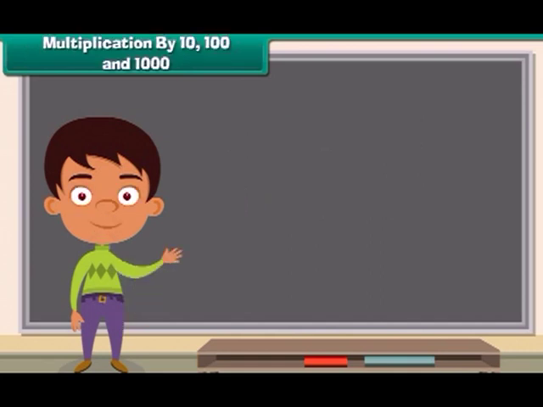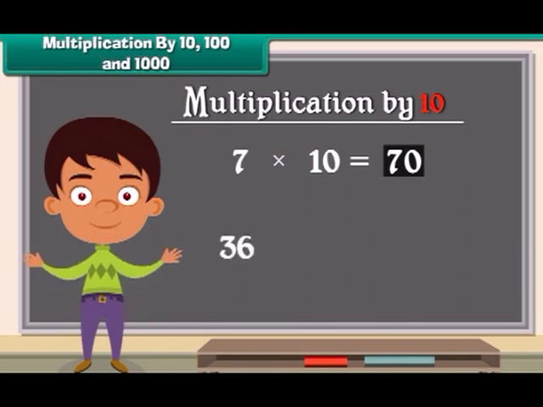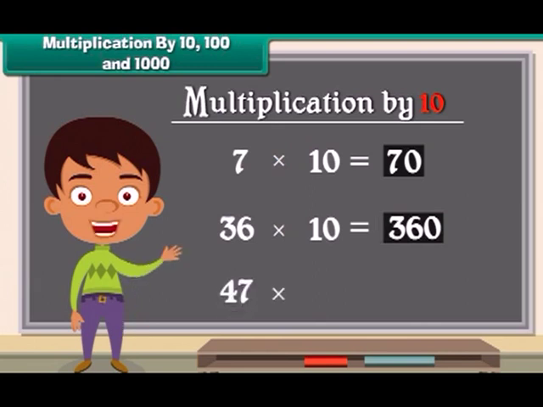Multiplication by 10, 100 and 1000. Let us now learn how to multiply numbers by 10, 100 and 1000. When we multiply a number by 10, we add the 0 in the 10 to the right of the number to get the result. Let us multiply 7 by 10. Add 1 zero to the right of 7 to get the result as 70. By the same logic, 36 multiplied by 10 is 360. 47 multiplied by 10 is 470.